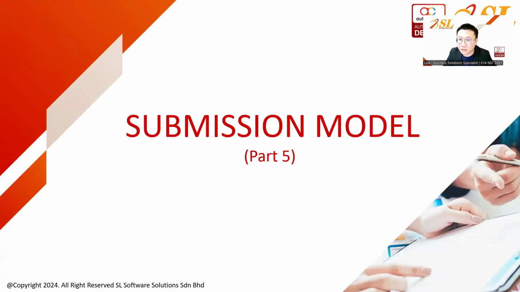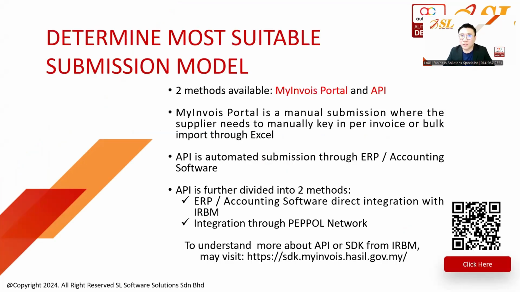And the submission model. Okay, part 5, submission model. Once again, we only have two methods to submit. One is via the My Invoice portal, another one is via the API. The My Invoice portal can submit one by one, either using the app or the website, or from the website you can download the Excel, fill in the Excel and then submit using the Excel. For the API method, we have two methods as well. One is using the accounting software. Another one is using the PEPPOL system. PEPPOL is a European system. Later I will give you some idea what PEPPOL is.